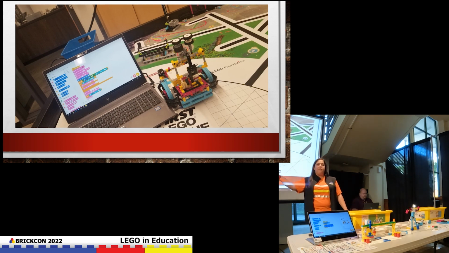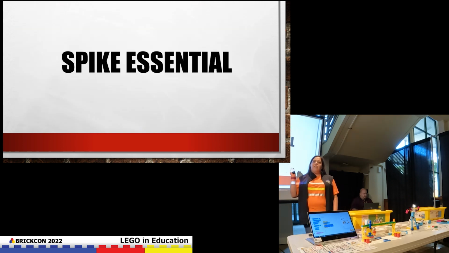It is modeled after MIT's Scratch. So if you guys are familiar with Scratch.MIT, this is modeled after that. So with LEGO, it's kind of nice because the kids are like, it looks like Scratch. Yeah, I know. Spike Essential is the brand new one provided for elementary. It's from K to 5th grade usually.